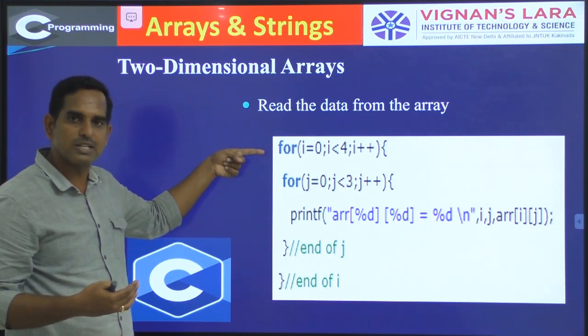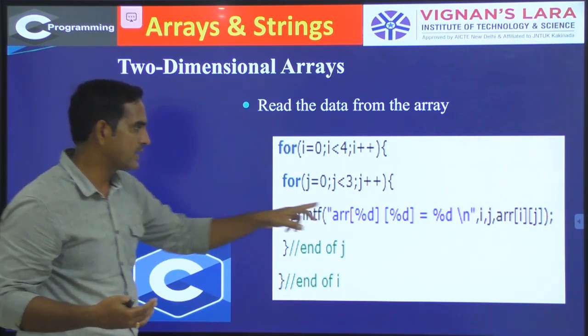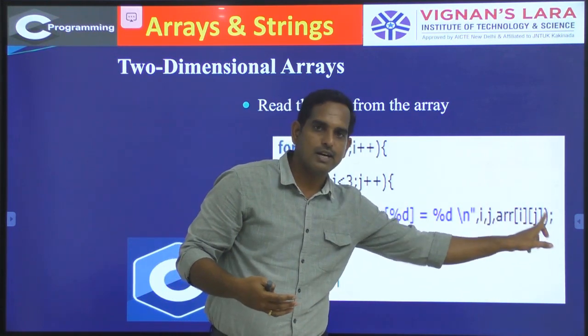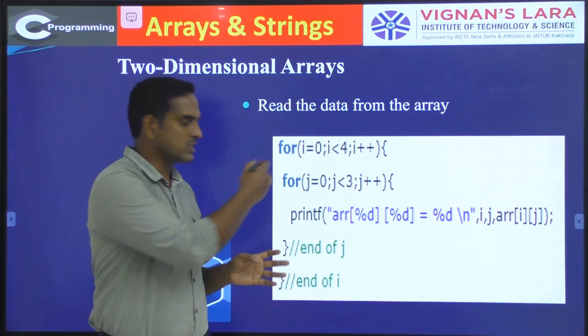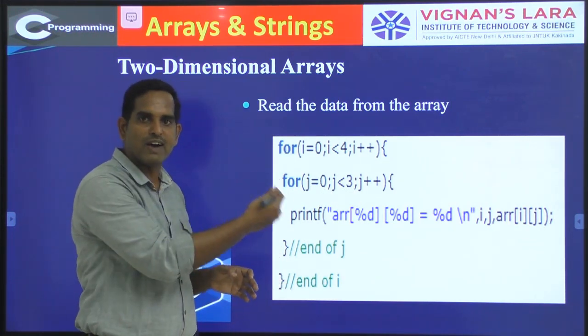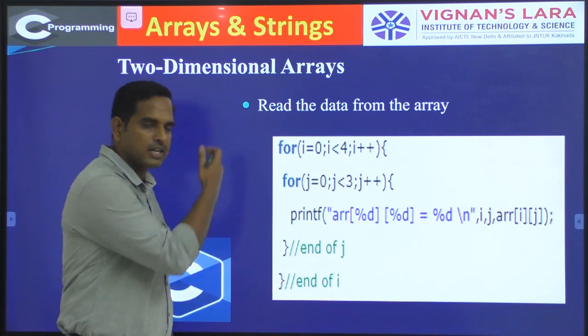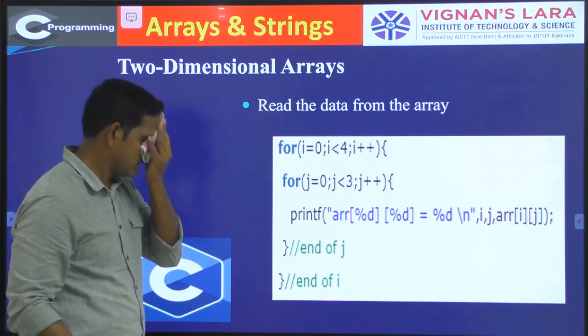One for loop represents your rows, the second for loop represents your columns, and inside I have to specify a of i j. i and j will represent your rows and columns. So this is how you will be reading your values from the complete two-dimensional array. So this will be all the parts regarding two-dimensional arrays.